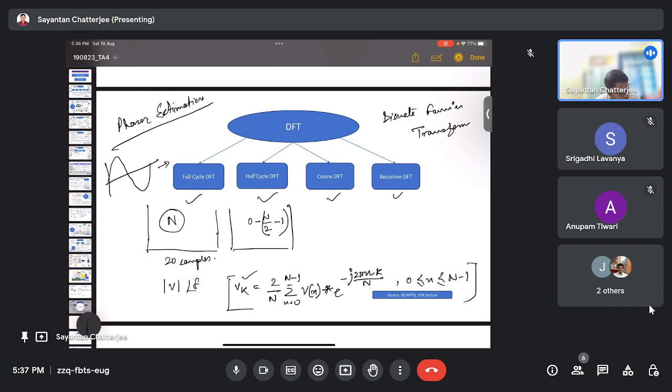If we go for the half cycle, this would be replaced by N by 2 minus 1, because the number of samples would get halved.